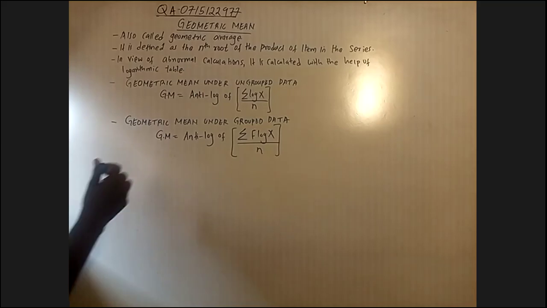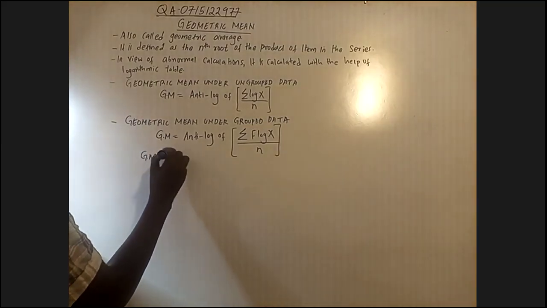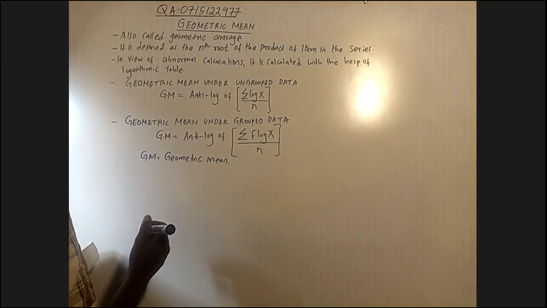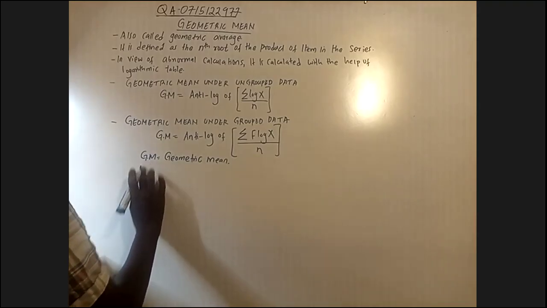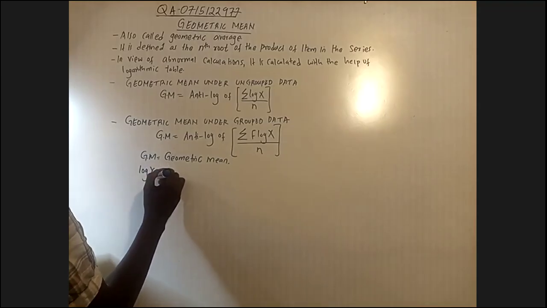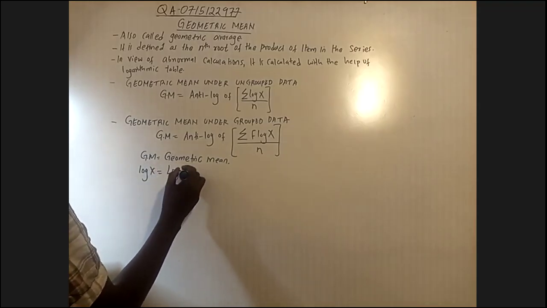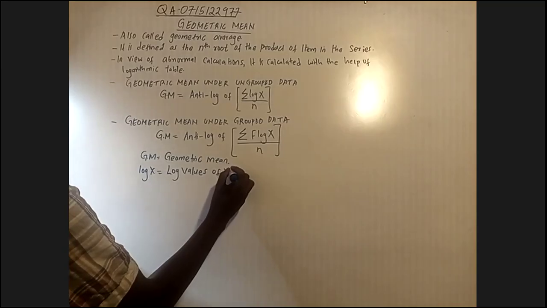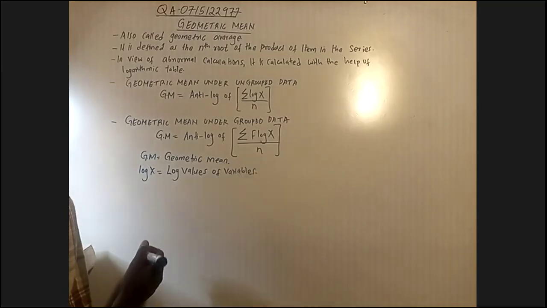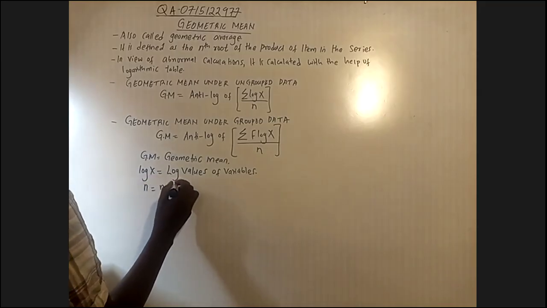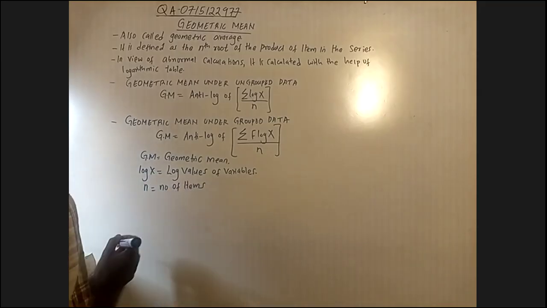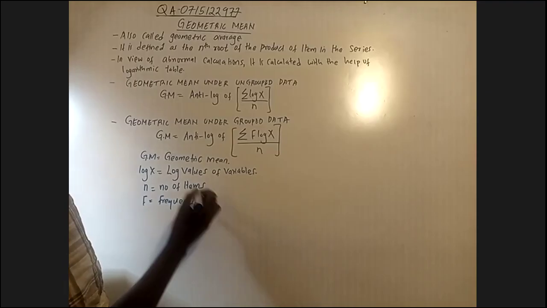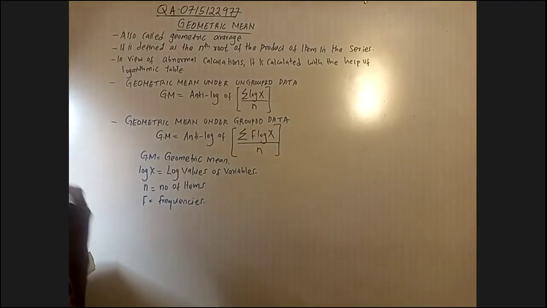GM, geometric mean. Log x, log values of variables. n, number of items. f, frequencies.